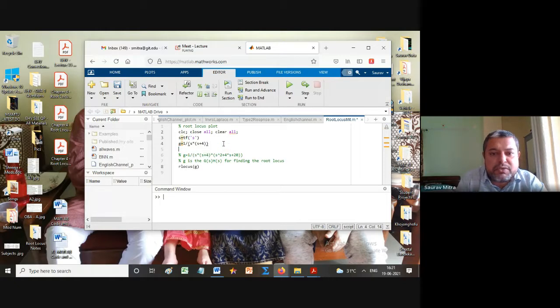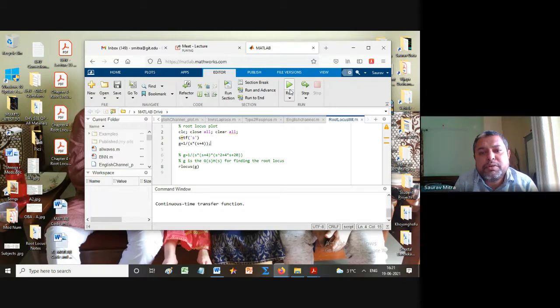So first I will do this. This was our first numerical. G was equal to 1 by s into s plus 4. So r locus, and you save it. I have saved it as root locus MIT. So don't save it as root locus or something, in that case it will be difficult and will not give you the output.